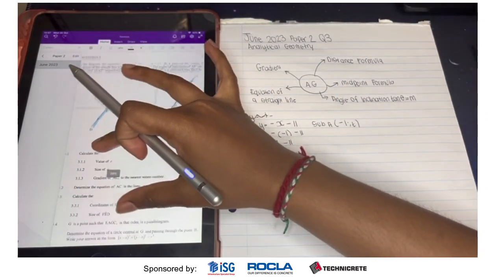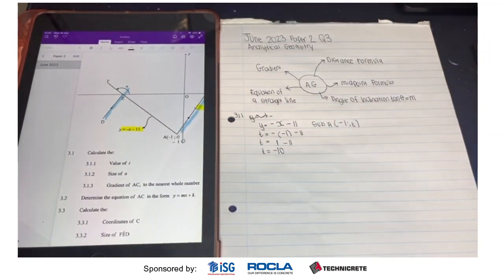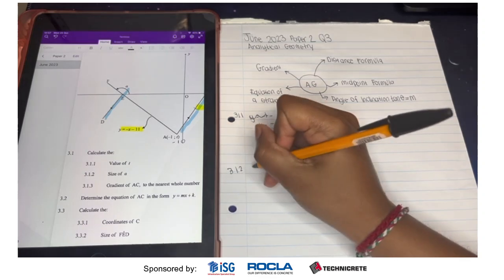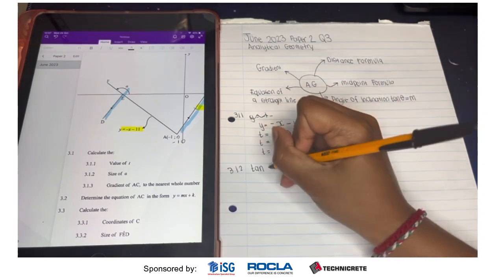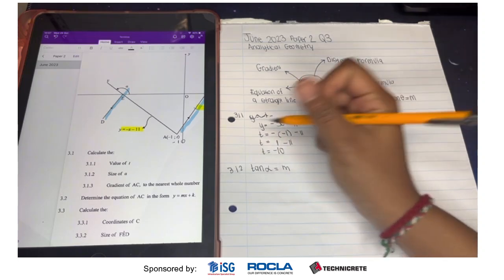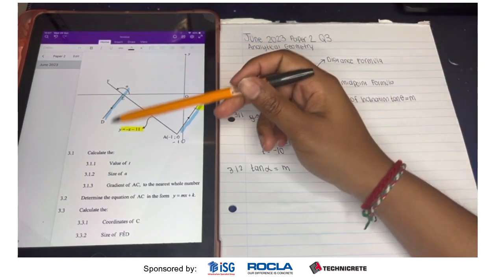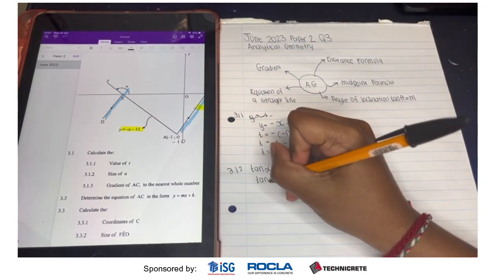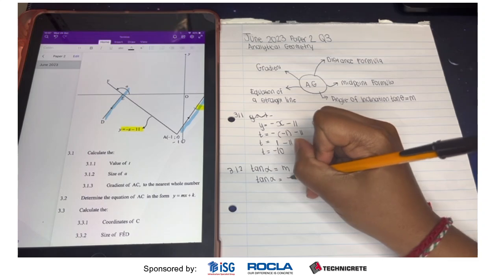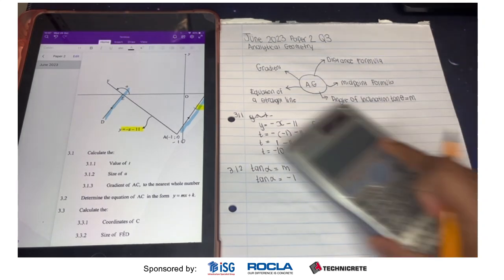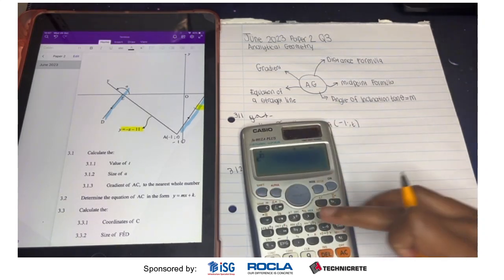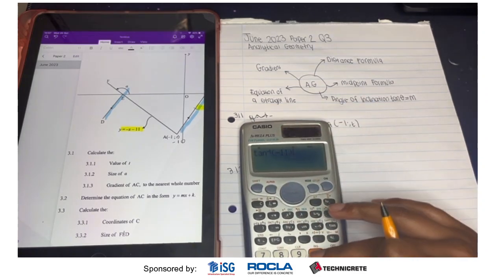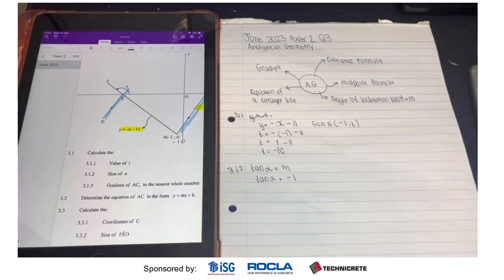The next question asks us to find the size of alpha. What did we say? How do we find the size of alpha? Tan, and they told us it's an angle of inclination. So tan of alpha is equal to m. We have the gradient because it tells us in this equation it is negative 1. So tan alpha is equal to negative 1. We use our calculator to calculate that. You do shift tan, negative 1, close bracket, it's negative 45.